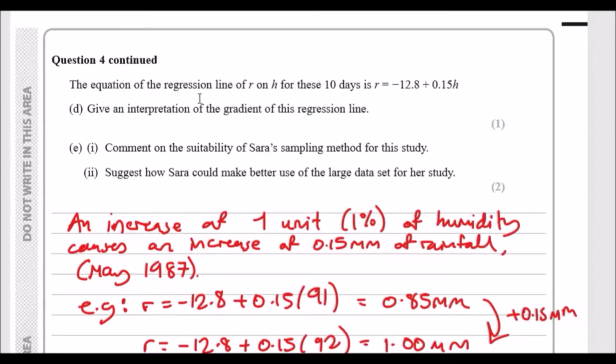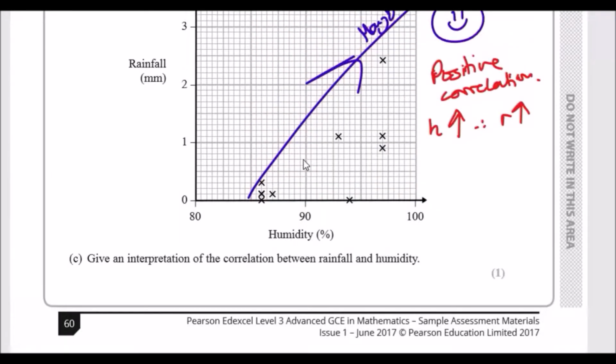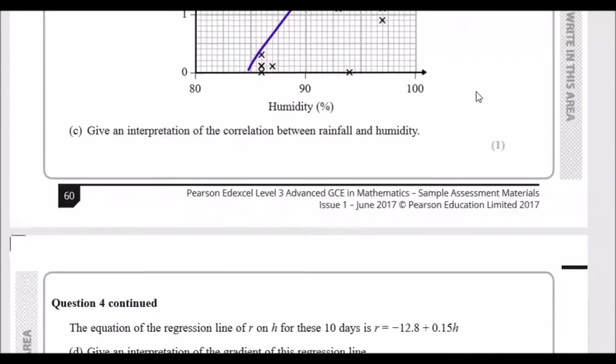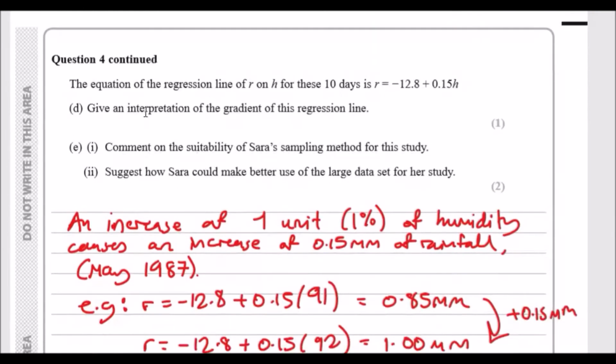So the equation of the regression line of R on H for these 10 days is given to be R equals minus 12.8 plus 0.15 H. So just like your standard straight line equation. This is talking about this line I just drew. Now, give an interpretation of the gradient of this regression line.